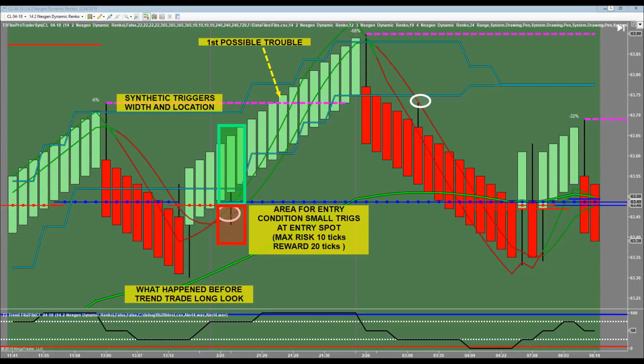In looking at your 14-2 chart, when you're going to place a trade, you should think about a few things. What are my synthetic trigger width and location on my 14-2 chart? Where did we come from before I'm going to do the trade? What do my trigger lines look like on the 14-2 chart? And then what could be the possible first trouble spot that I would hit on my 14-2 chart?